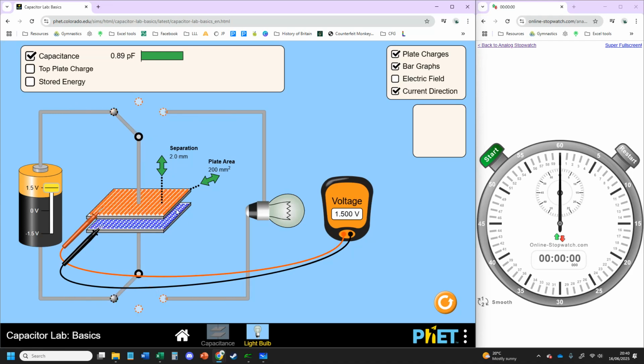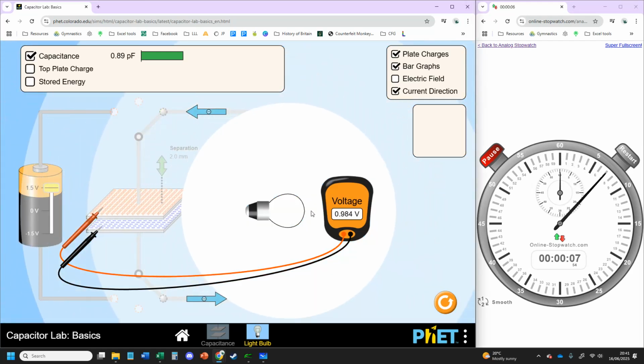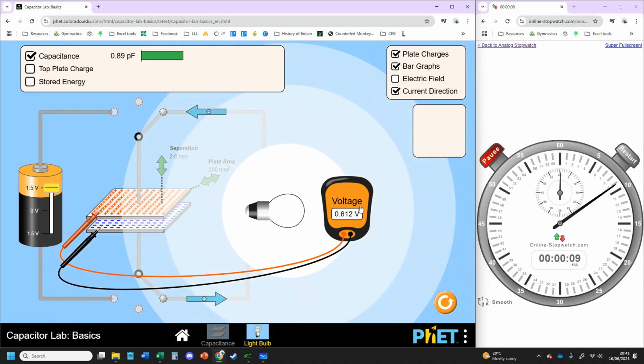First of all, we charge up the capacitor. Notice that the voltmeter is connected to the positive and negative plate using these probes. What I will do is I will start the timer, and when it gets to a convenient point, such as the 5-second mark, I will flick the switch and begin to discharge the capacitor through the lamp.